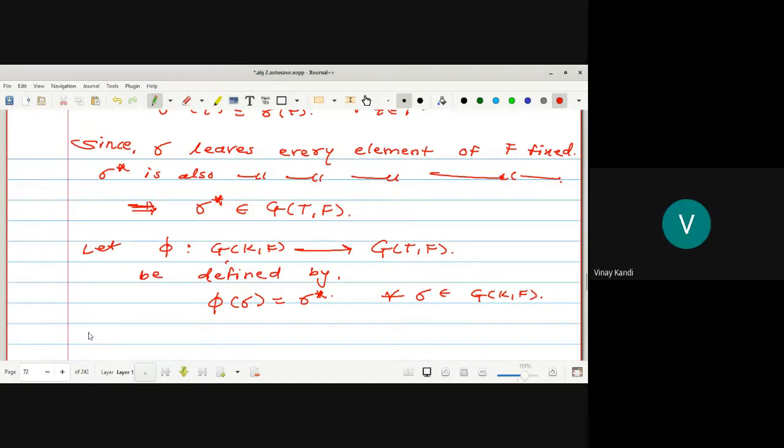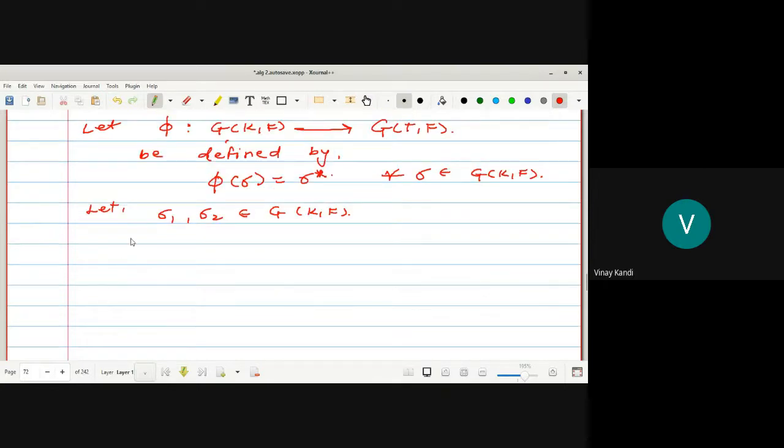Let sigma 1 and sigma 2 be two elements belonging to G(K/F). So this implies phi of sigma 1 into sigma 2 is equal to, by the definition, sigma 1 into sigma 2 star, which is equal to sigma 1 star into sigma 2 star, which is equal to phi of sigma 1 into phi of sigma 2. This implies phi is a homomorphism.